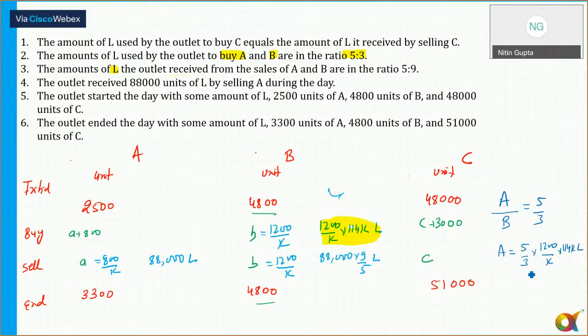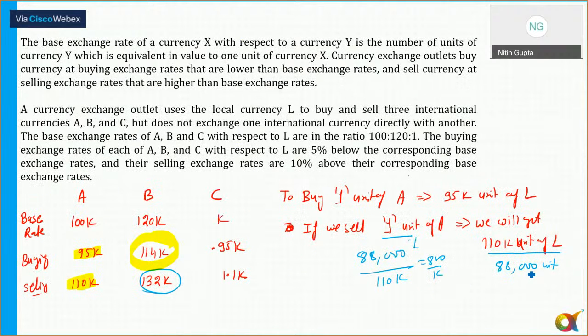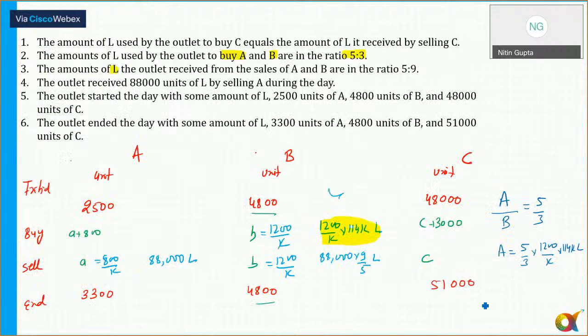I hope that it is clear to all of you. Now, how many units of A can I buy? So what is the buying rate for A? The buying rate for A is equal to 95, guys. So what is the number of units of A which I can buy here? I need to divide this entire value by 95. So let me write down the amount.